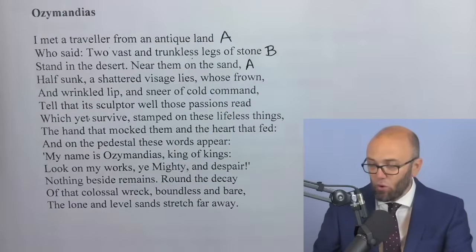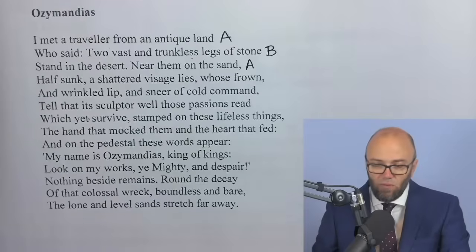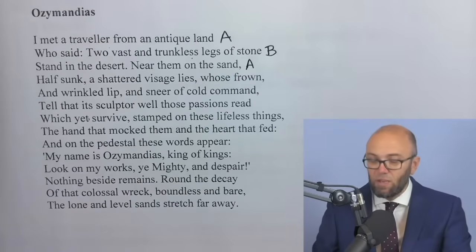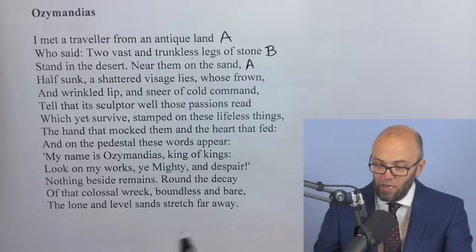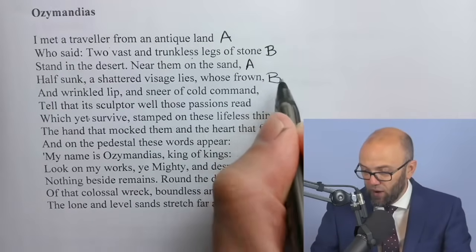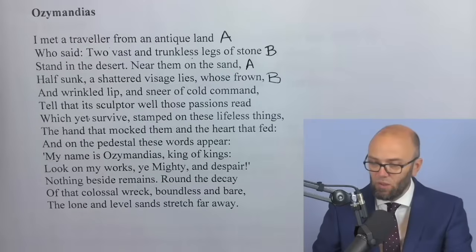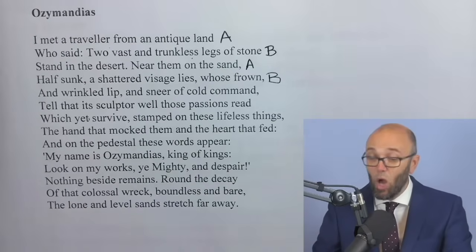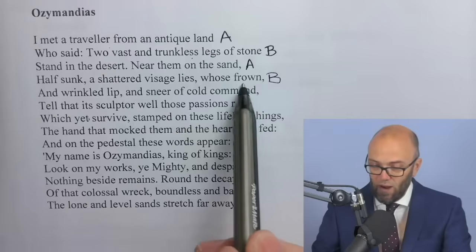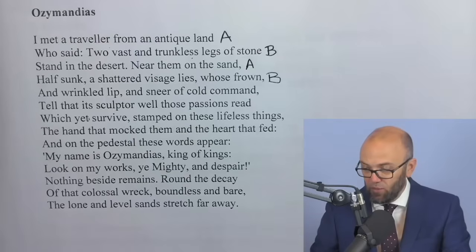Now line 4 is an interesting one, frown. That is not a perfect rhyme with stone, but it is close enough to label B. So we've got frown and stone. We call this imperfect rhyme or half rhyme, and we label it B. Why? Because they both end in the same consonant sound, the N sound, but the vowel sounds are not identical. We've got the O in stone and the ow in frown, and as I said, that's imperfect or half rhyme.